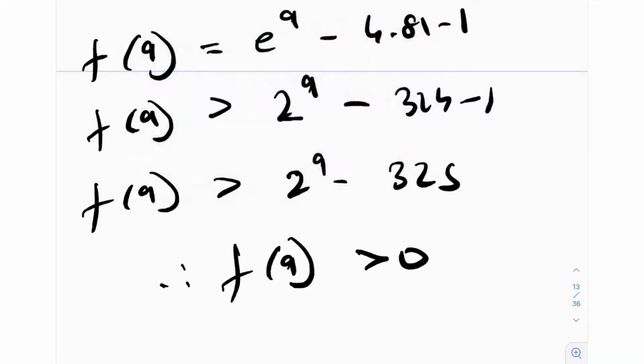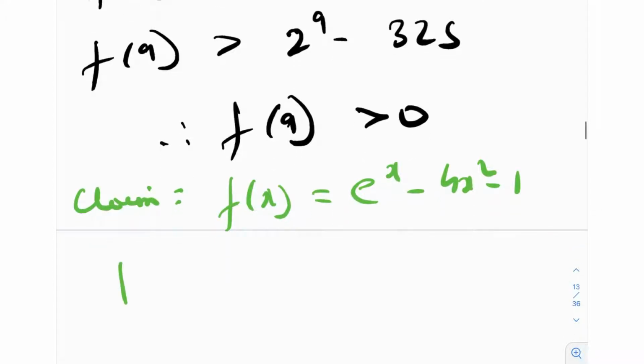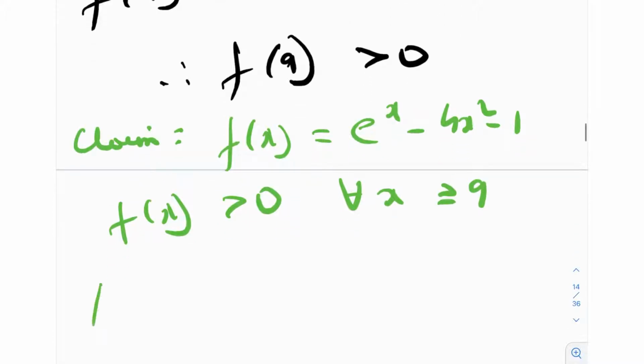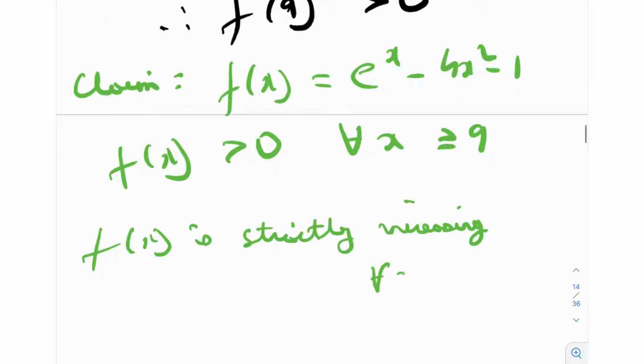Okay, great. Now what can we do? Let's make a claim. My claim is that f of x, which is equal to e raised to the power x minus 4x squared minus 1, is greater than 0 for all x greater than or equal to 9. In other words, f of x is strictly increasing in this interval, for all x greater than or equal to 9, or from 9 to infinity.